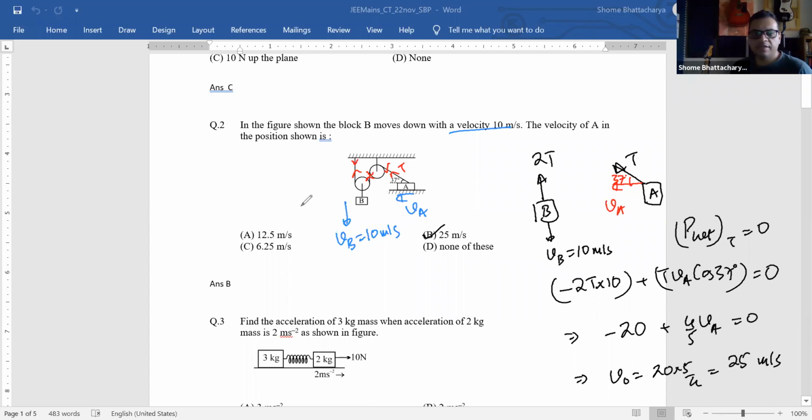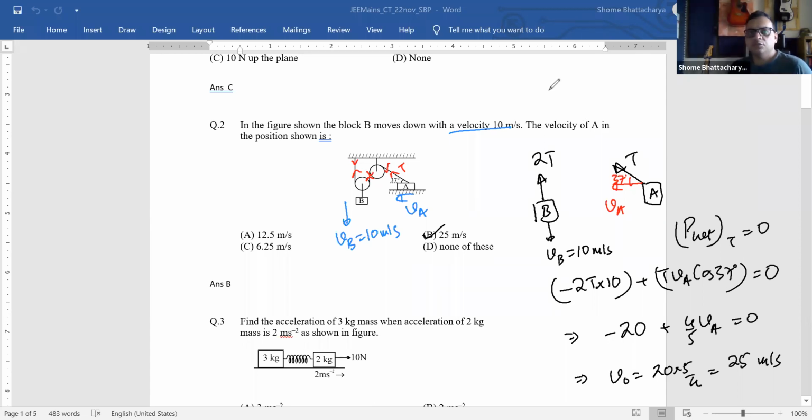You can also try it by the thread length conservation, but in that you will have to take the horizontal displacement of A as x and the vertical displacement as y for B, and then relate dx by dt with dy by dt. So it will be a little bit complicated. Okay, so I hope the method is clear. This type of question is specifically designed in such a way that you should use the virtual power method. It's the easiest way of solving.